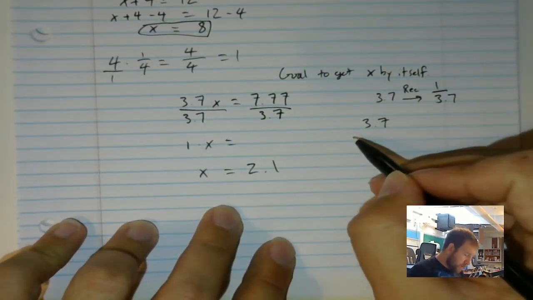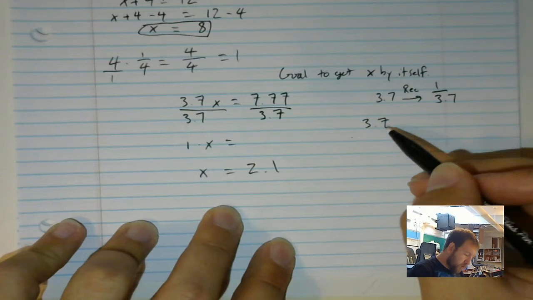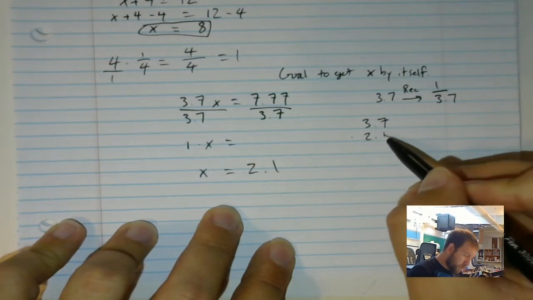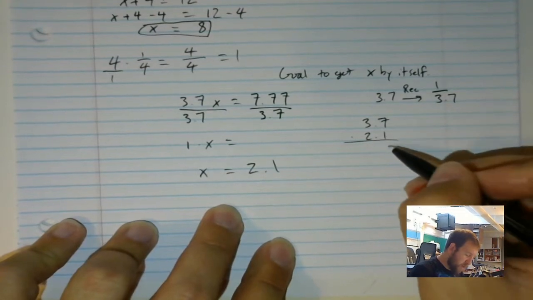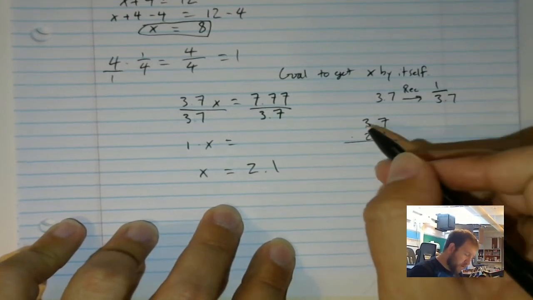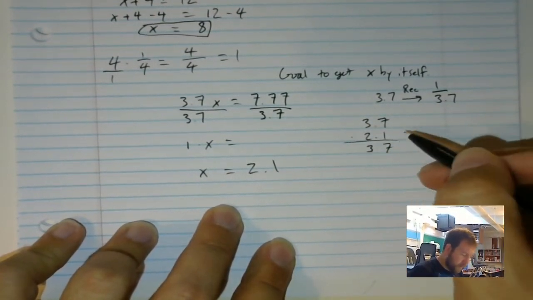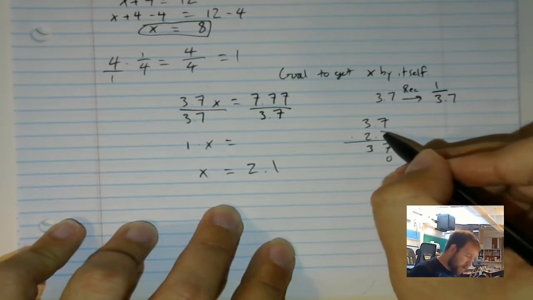3.7 times 2.1, does that equal 7.77? Let's check. 1 times 7 is 7, 1 times 3 is 3. Oh, sorry, it's 3, obviously. Put a 0 down here, cross out my 1.